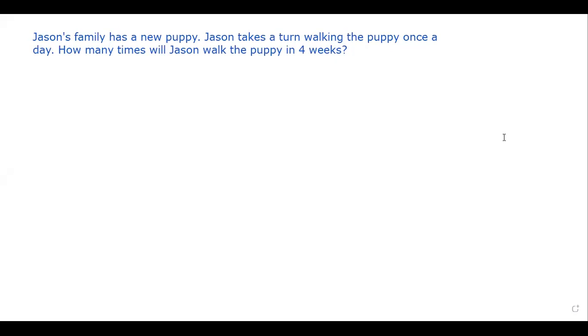So, we're looking at the important numbers in this problem. I had the number 4 for 4 weeks. And we know he takes a turn walking 1 time a day. Once a day for a week is 7 times. So there are 7 days in a week. So I have my 7 days times 4 weeks. So we want to find what is 7 times 4.